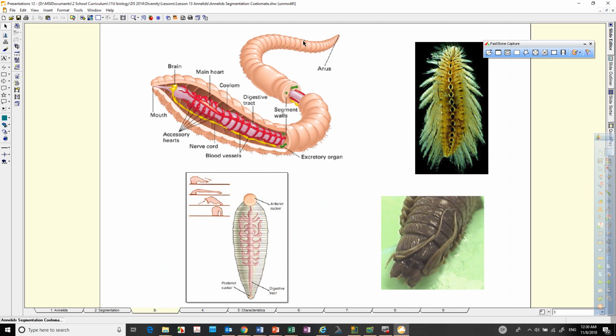The segmentation in an earthworm or any of the annelids is very obvious. You can see how their body's repeated, both on the outside and when you cut them open on the inside. So if you take a look at their heart, for example, you can see that there are many segments to their hearts. This is a leech down here, and again you can see the segmentation. It's very extreme, it's very obvious.